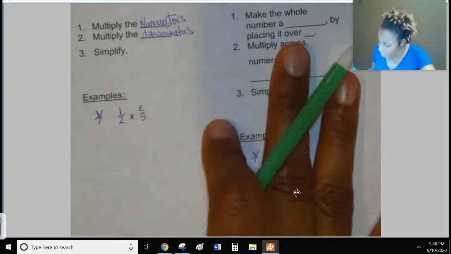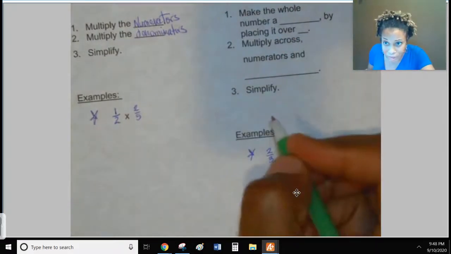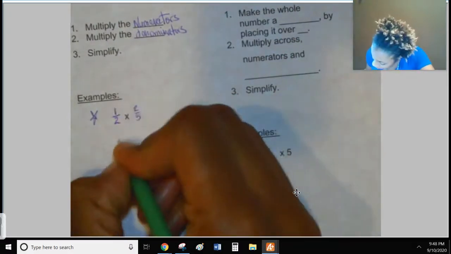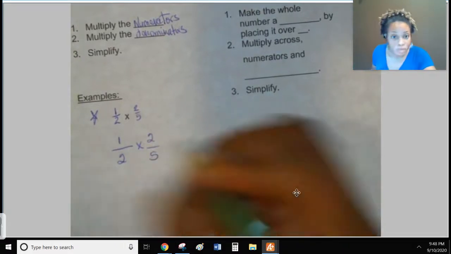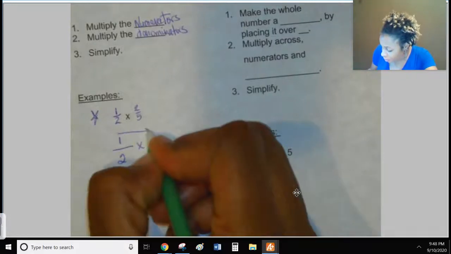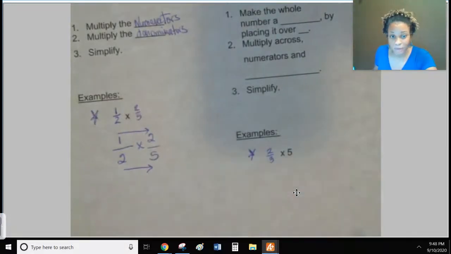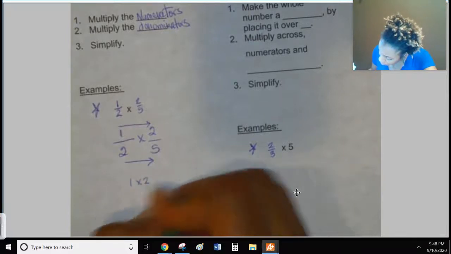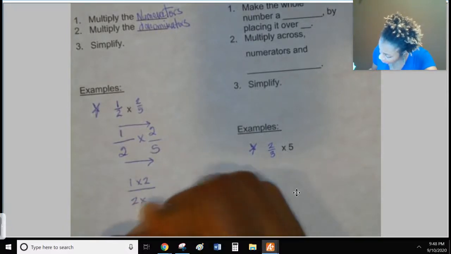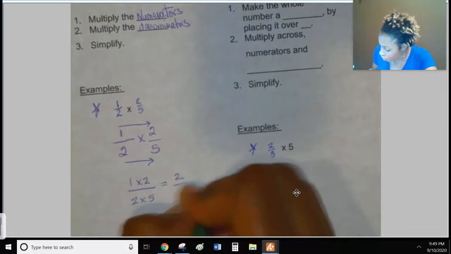So we are just going to multiply straight across. I'm going to rewrite the problem just because I wrote it kind of small. You're going to multiply numerator times numerator and denominator times denominator. You're going to end up with 1 times 2 and 2 times 5, which equals 2/10.